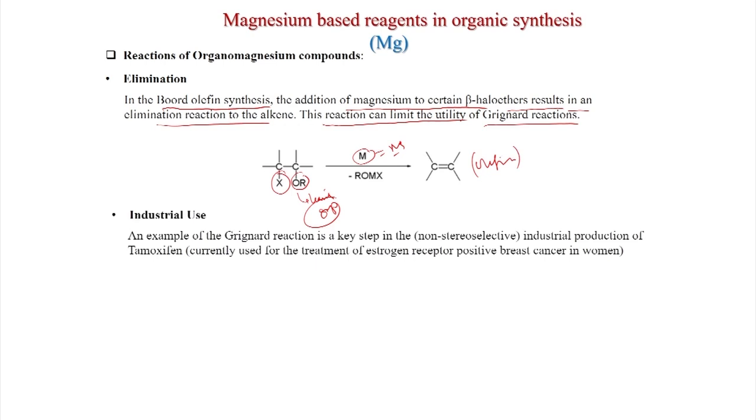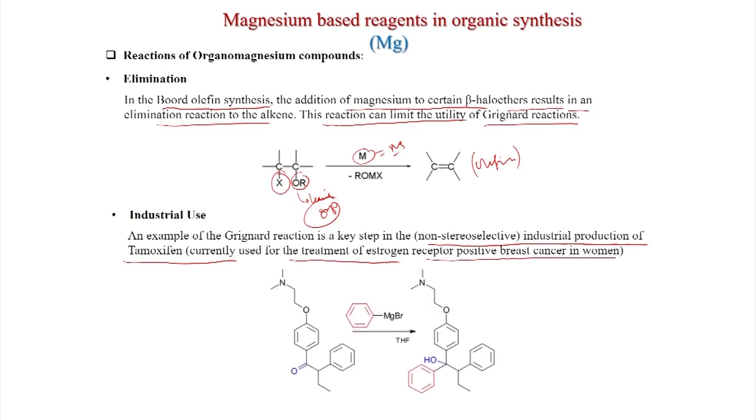An industrial use and example of the Grignard reaction is a key step in the non-stereoselective industrial production of tamoxifen, currently used for the treatment of estrogen receptor positive breast cancer in women. So, this was the substrate here, this was a ketone, and now this phenyl magnesium bromide, which is commercially available, is added to this, and now this can be converted to tamoxifen. So, just H plus if you add, then water will eliminate, minus H2O.